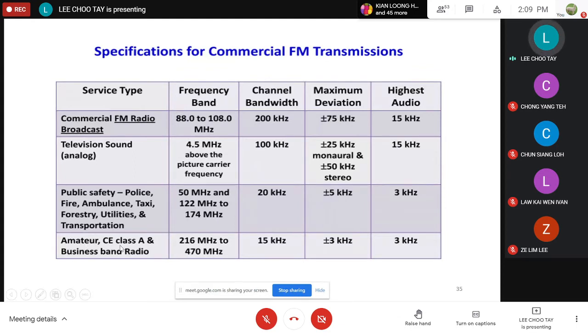And then for amateur radio use, the frequency band allocated is 260 megahertz to 470 megahertz. Channel bandwidth again is slightly smaller at 15 kilohertz. Maximum deviation plus minus 3 kilohertz. Highest audio is also only 3 kilohertz. So again, this is only for speech. So as far as this course is concerned, you need to be aware of the various specifications for AM as well as for FM.